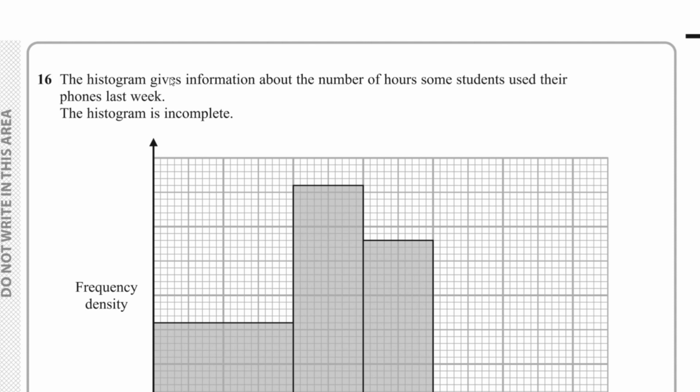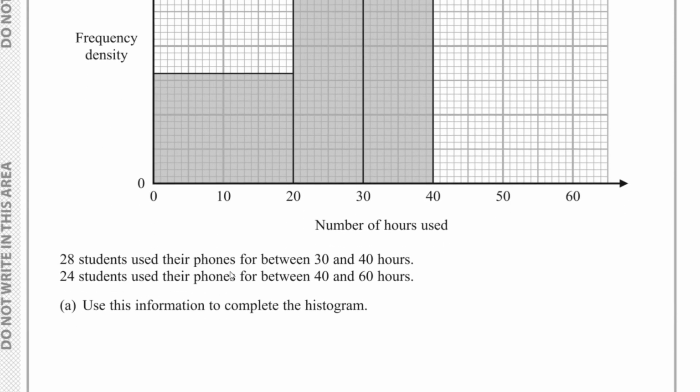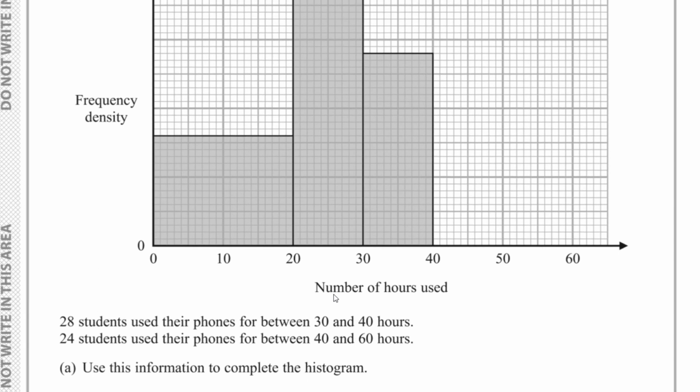Question number 16. The histogram gives information about the number of hours some students used their phones last week. The histogram is incomplete. We've got the number of hours used and the frequency density. 28 students used their phones for between 30 and 40 hours. 24 students used their phones between 40 and 60 hours. We have to use this information to complete the histogram. We've got a frequency and we've got a class width. We can find out the frequency densities.